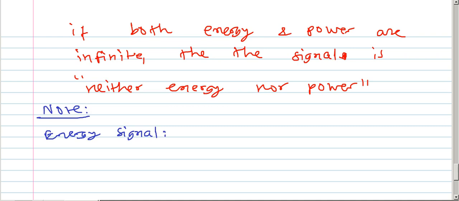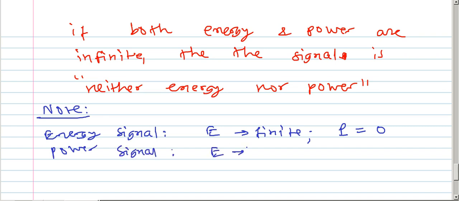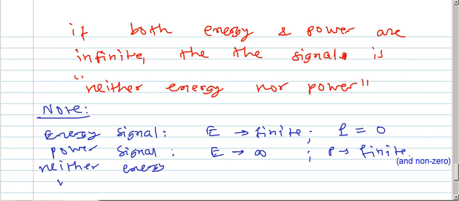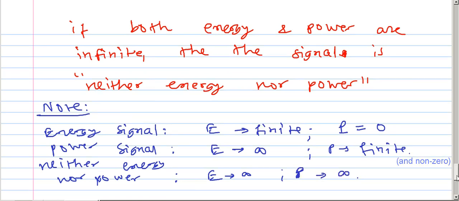So for an energy signal, the energy is finite, and what will be the power of the energy signal? We can check that the power will be 0. For an energy signal the power is 0, because if the energy is finite, then its average taken over the infinite time period will be 0. And for a power signal, the energy will be infinite and power will be finite. And for a signal which is neither energy nor power, its energy is infinite and its power is also infinite.